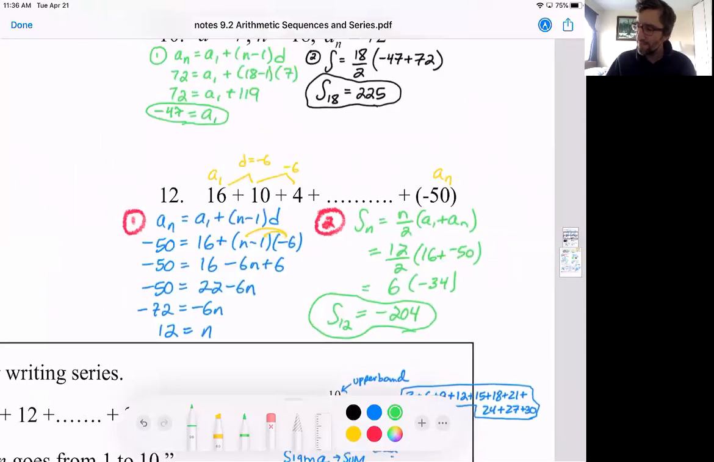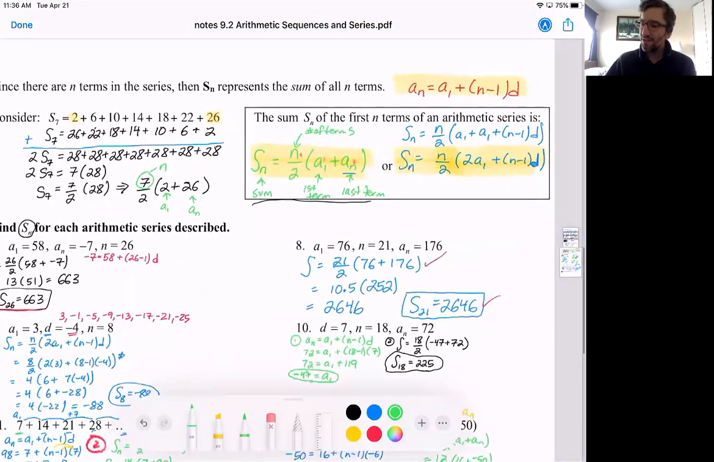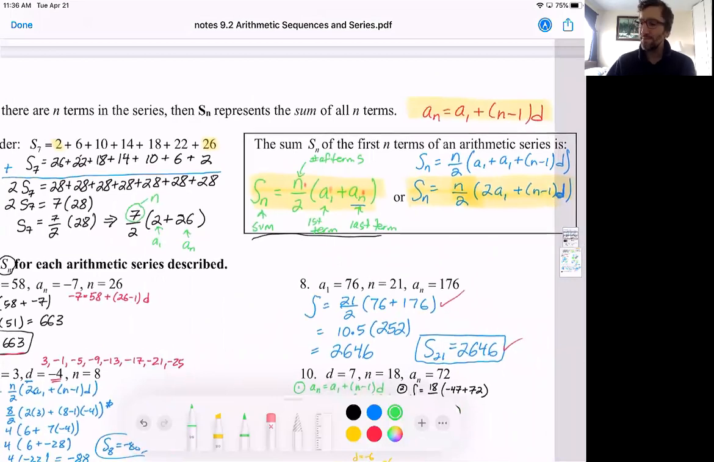So in this lesson, we've done several examples finding the sum of arithmetic series. I showed you how to derive 2 different formulas for an arithmetic series.